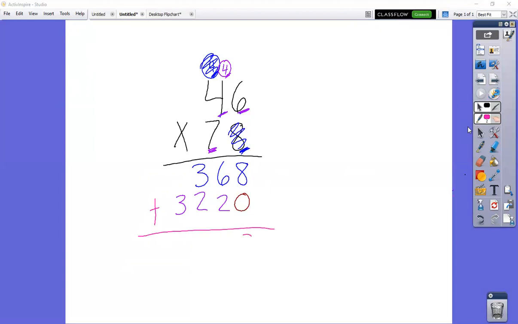8 plus 0 is 8. 6 plus 2 is also 8. 3 plus 2 is 5. And then nothing plus 3 is 3. Okay? And if I'm trying to figure out where to put my comma, I go 1, 2, 3, comma. Okay, so the answer for this one is 3,588. Okay? All right, let's do another one.